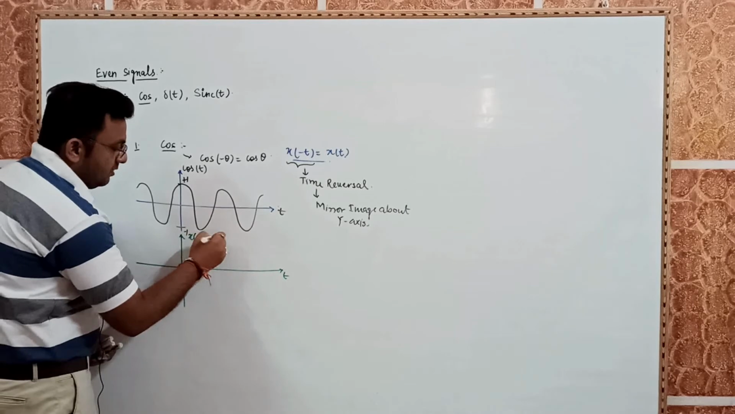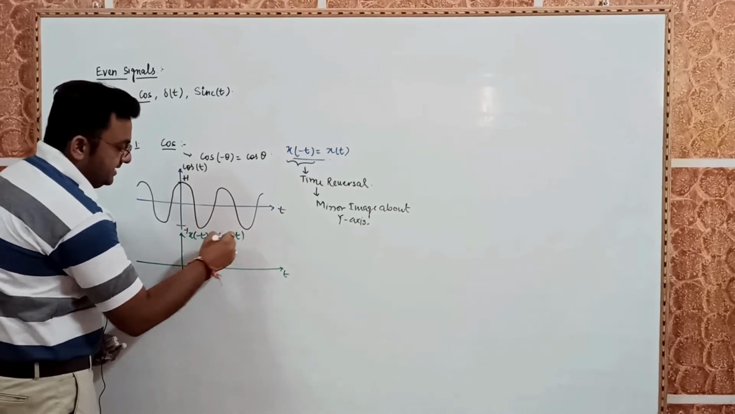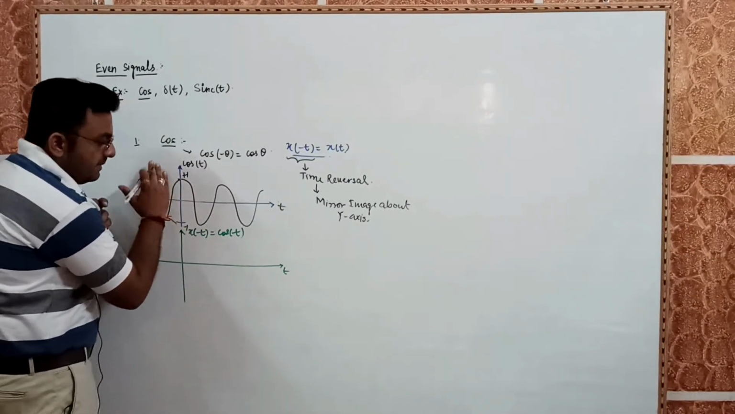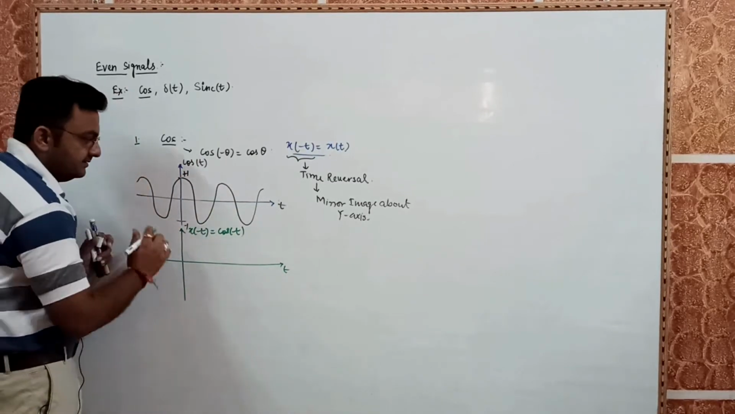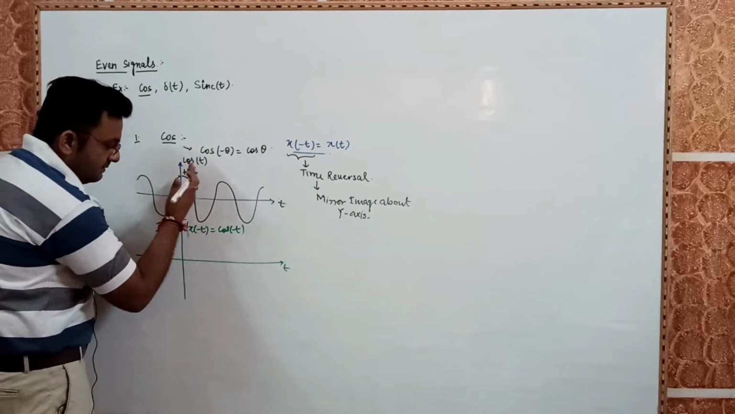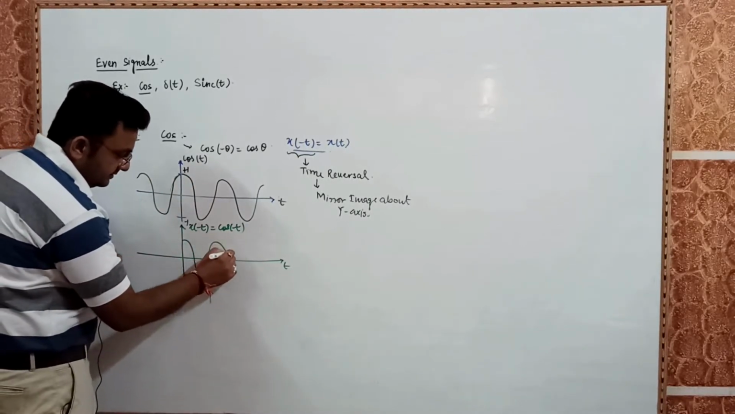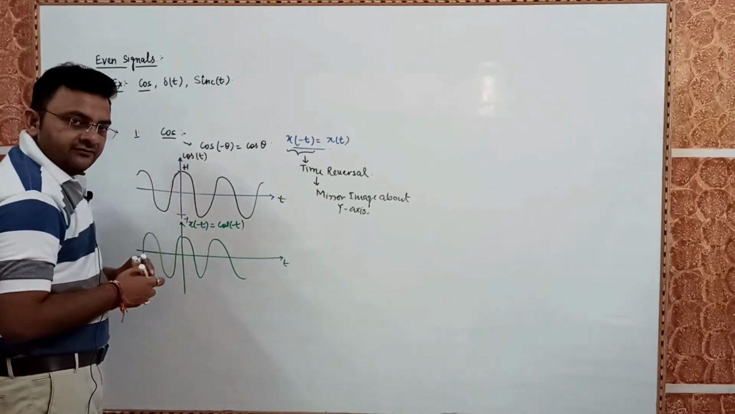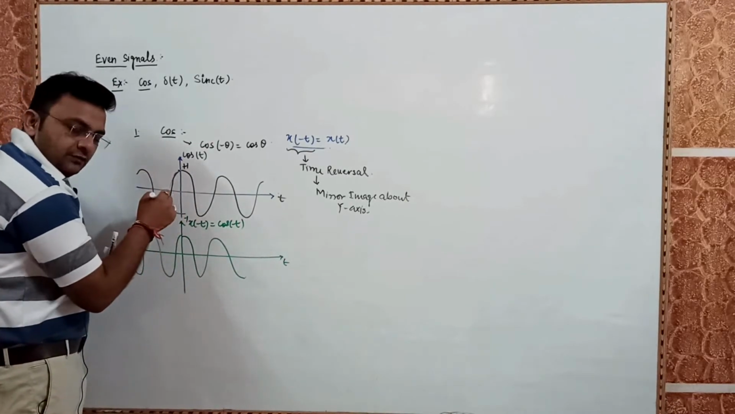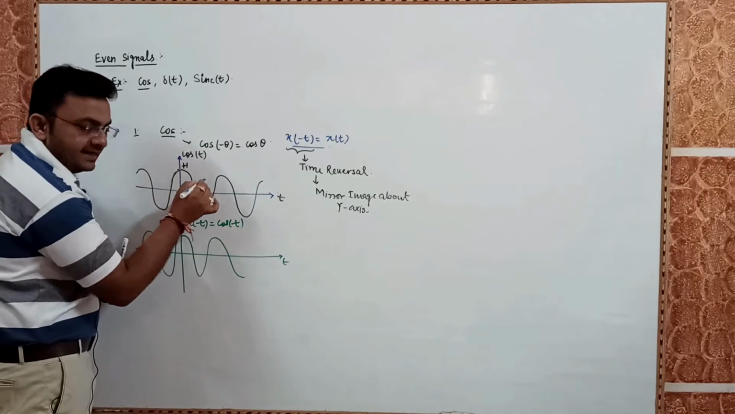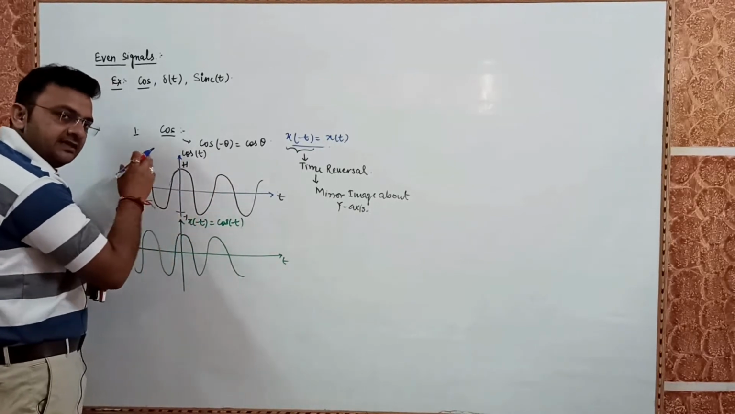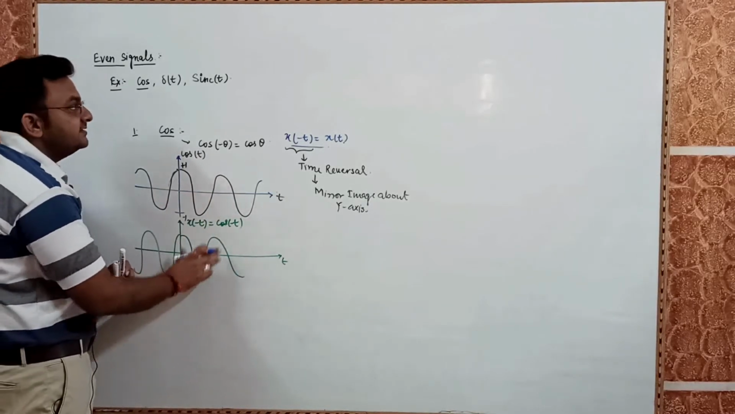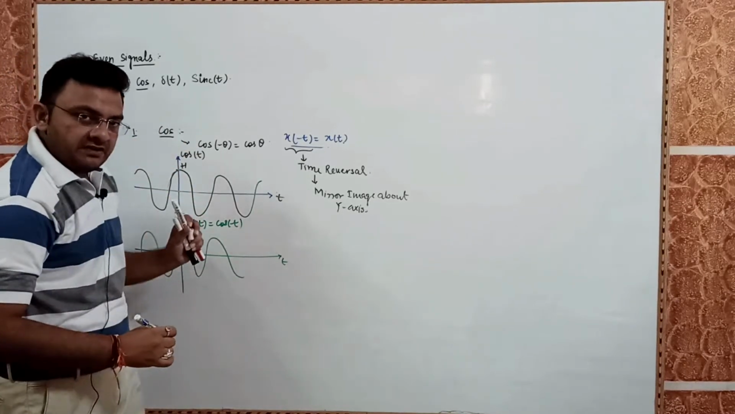So if we try to draw x of minus t, or cos of minus t, what will you see if we place a mirror over here? This part will map on this side and this part will map on this side. In other words, the left part will map towards the right side and the right part of the signal will map on the left side. You can directly see that both are the same. That's why it follows the property of an even signal, and that's why cos is an even signal.